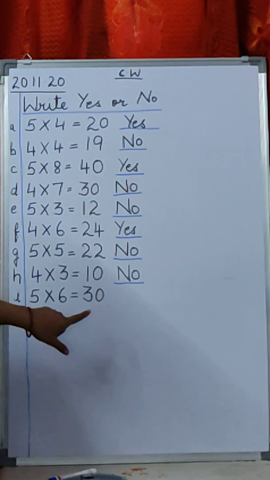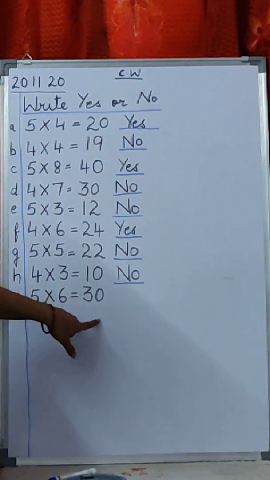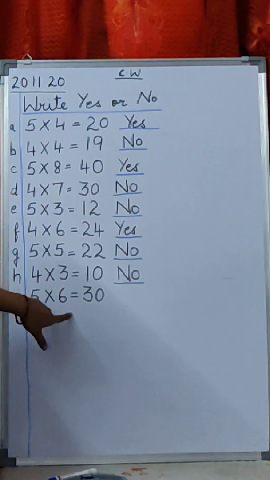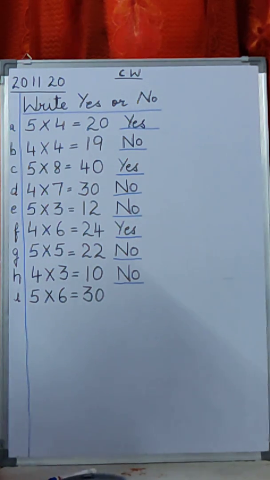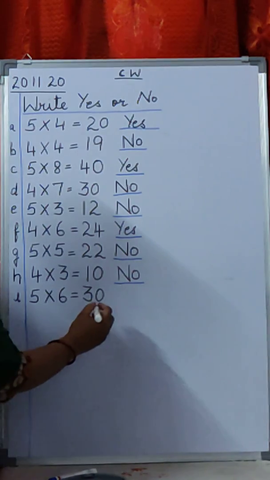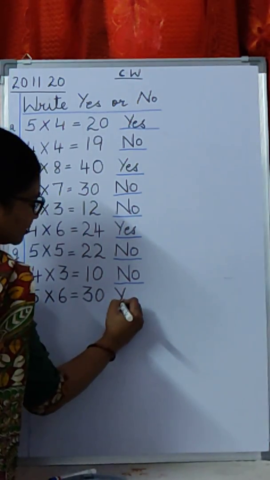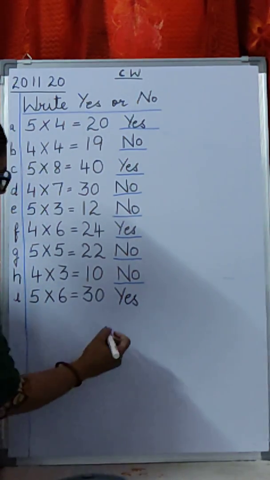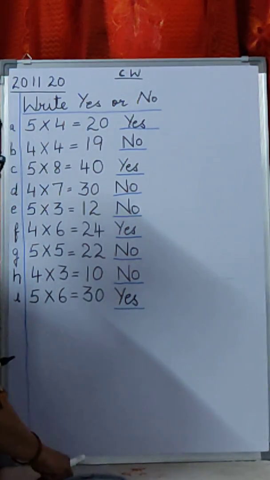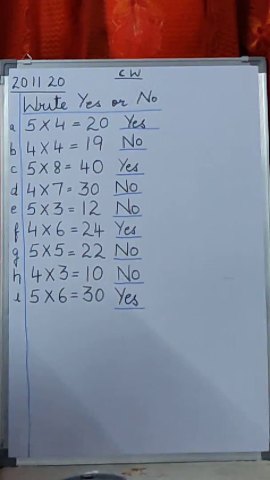Now, five sixes are 30. So is this the right answer? Yes. 5 sixes are 30. And how you can check? You can check by saying your tables. 5 ones are 5, 5 twos are 10, 5 threes are 15, 5 fours are 20, 5 fives are 25, 5 sixes are 30. So we write over here yes. And we will underline this with a blue pencil. Okay.